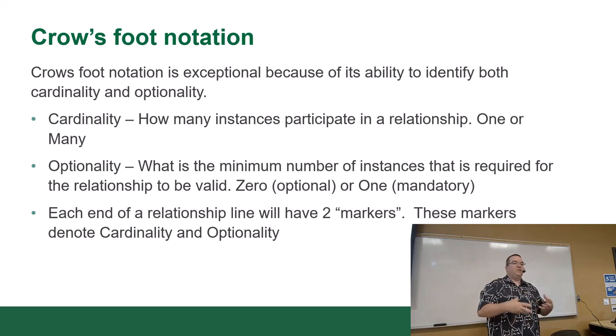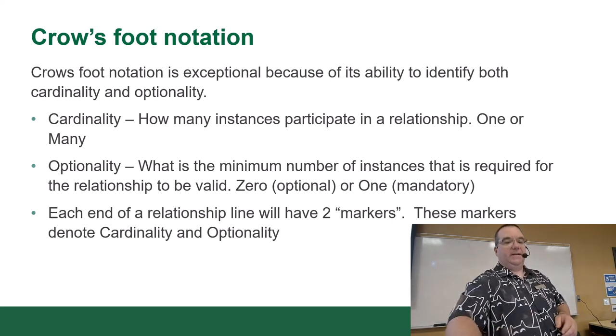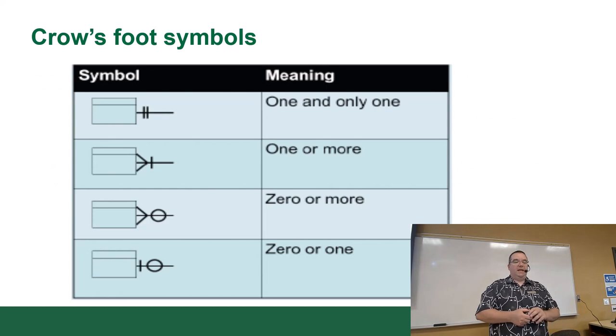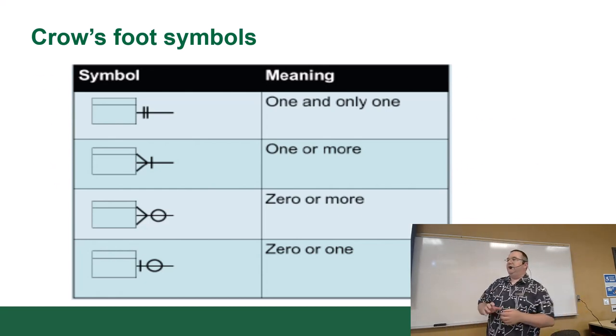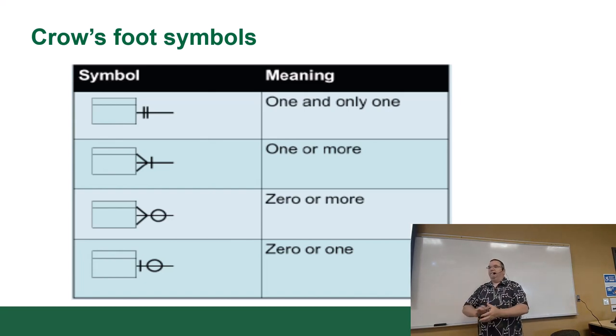And optionality. What is the minimum number of instances that is required for the relationship? So the options obviously are 0 or 1. In other words, 0 is optional. 1 is mandatory. Each end of a relationship line will have 2 different markers. The markers denote cardinality and optionality. And here's the 4 symbols. So for crow's foot, you only ever need to memorize 4 symbols for the relationship. So there's not a lot of symbols to memorize. And they are as follows.